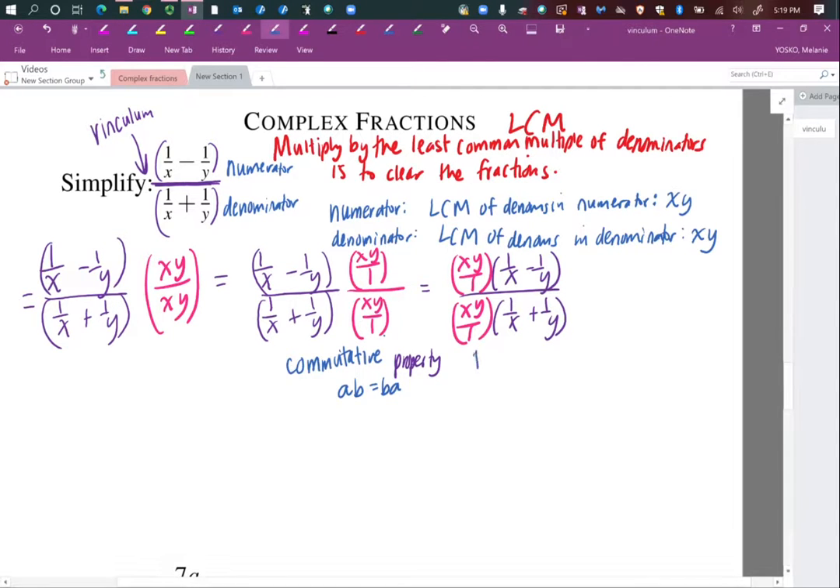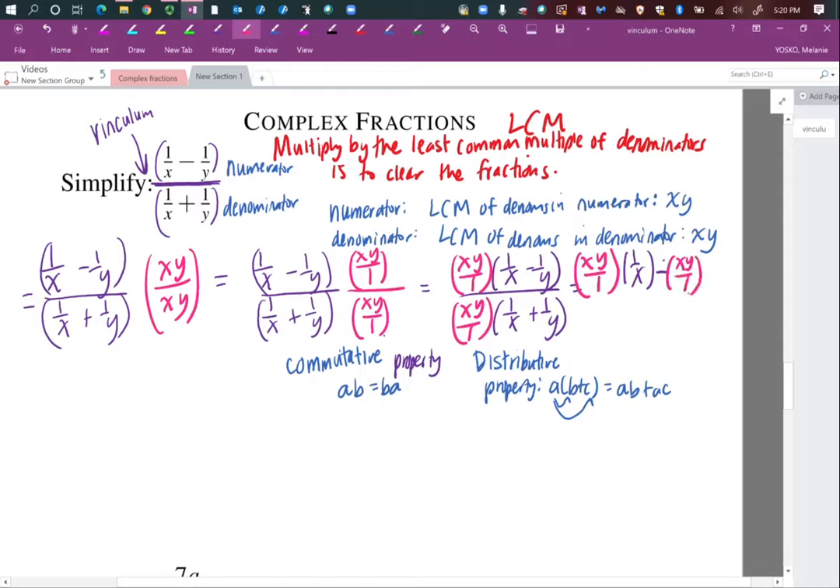So now we're going to do that distributive property. Remember that a times (b plus c) is equal to a times b, multiply those, plus a times c. So I'm going to write this in several steps. I'm going to write this as xy over 1 times 1 over x. Do y'all see that? That's this times this. Now I'm going to do this times this. So we're going to do minus xy over 1 times 1 over y.